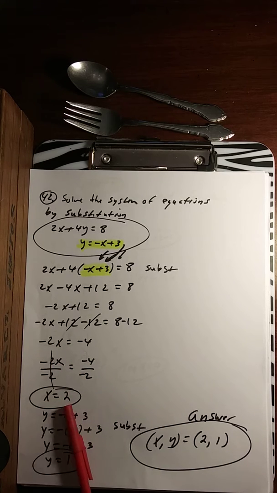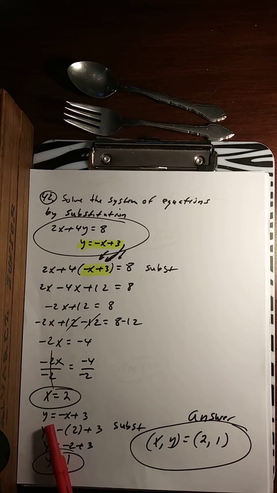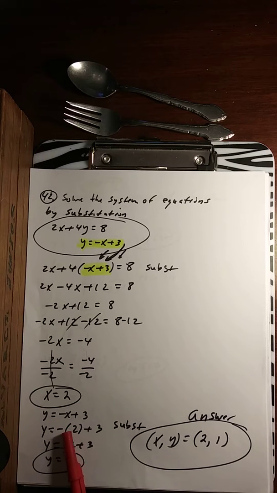X is 2. Now put it back into the other one. So y equals 2, negative 2 times that, negative 2. And that's going to be 3. 3 minus 2 is 1, so the answer is 2, 1.